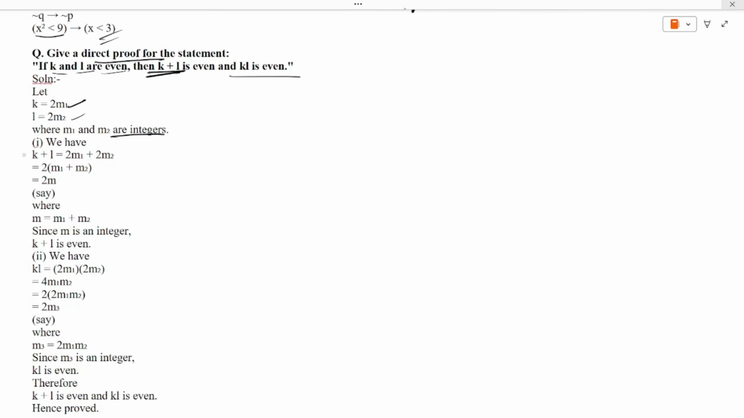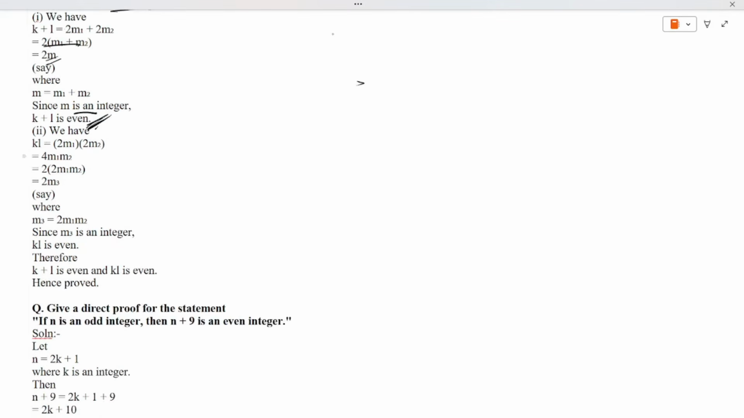k plus l is equal to 2m1 plus 2m2, and if you take 2 out common, that is 2 times m1 plus m2, and that is an integer. That means if you add 1 plus 1 also you will get 2, 3 plus 3 also it is 6. If you add odd integers also you will get even only. So that is how you proved it for the sum.